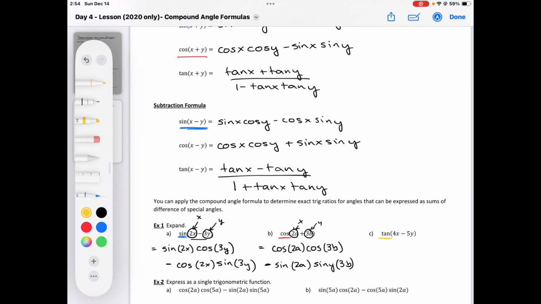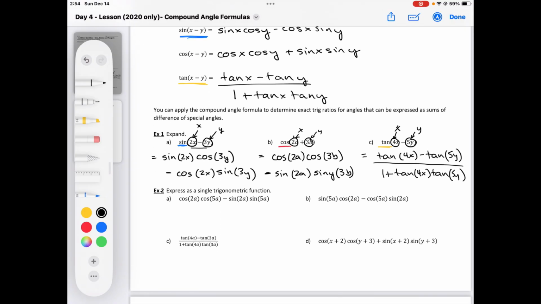So tan of 4x minus 5y. So that means that we're using this identity to expand. My a value is the first value here, or my x value. My b value is the second one. When I expand, I've got tan of 4x minus tan of 5y all over 1 plus tan of x, which is 4x, times the tan of 5y.